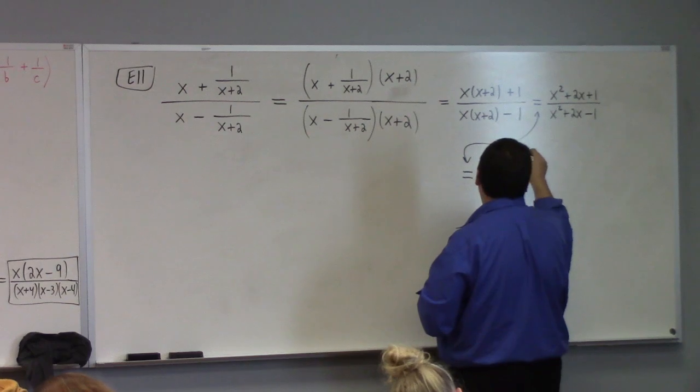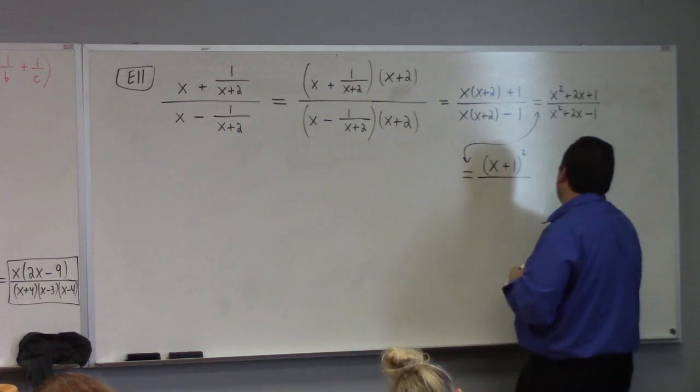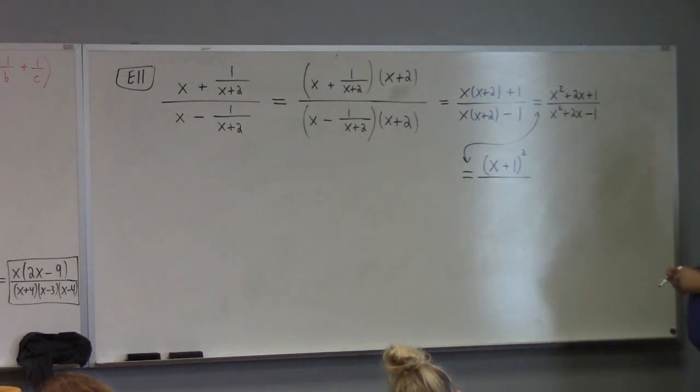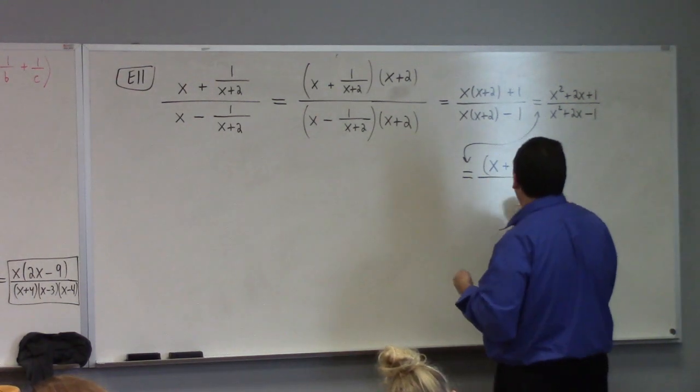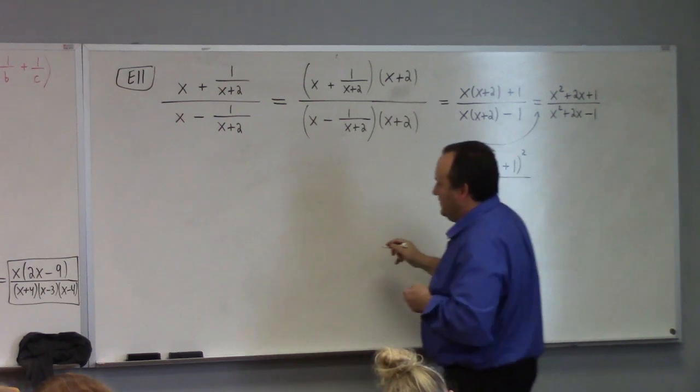X plus 1 squared divided by, how about x squared plus 2x minus 1? Does that factor? It does, but not nicely. So in this section in the book, it would just stay like this. Let me tell you how that factors.